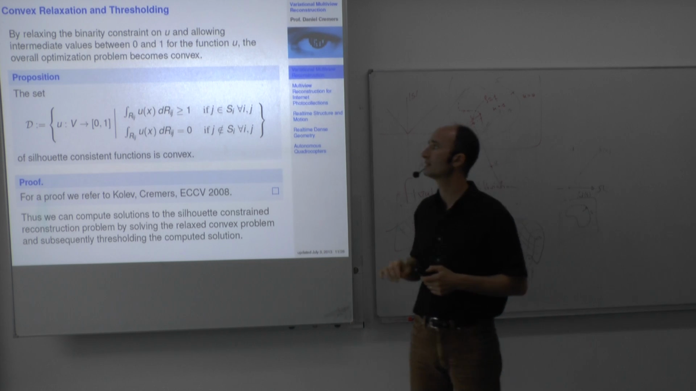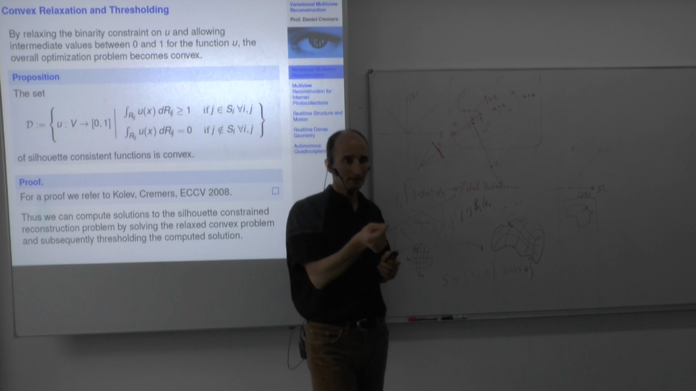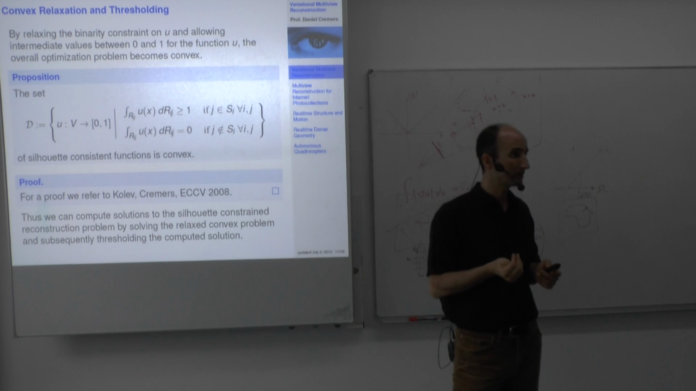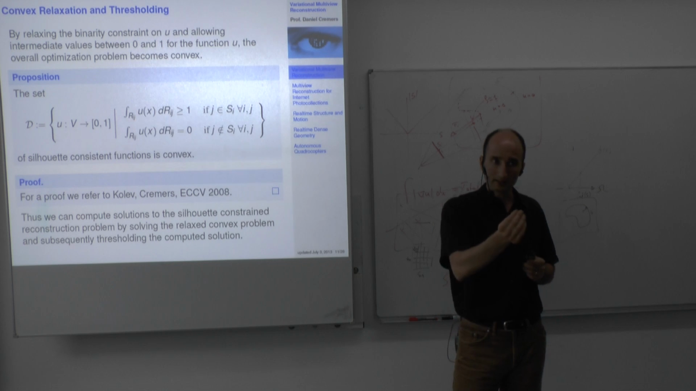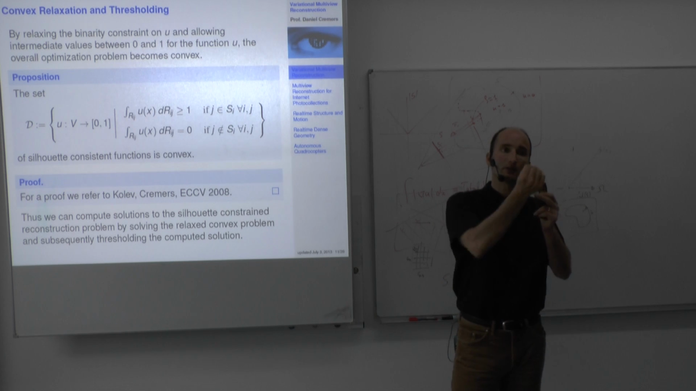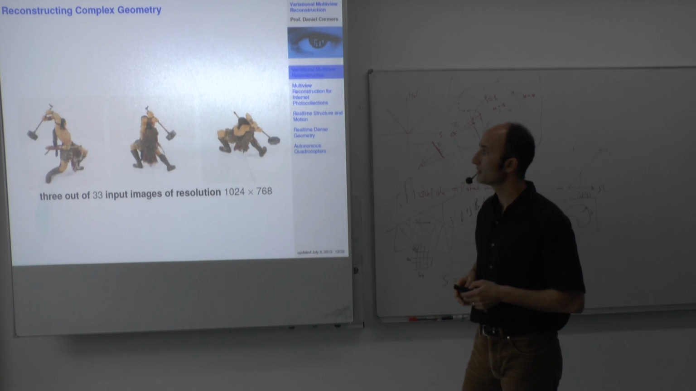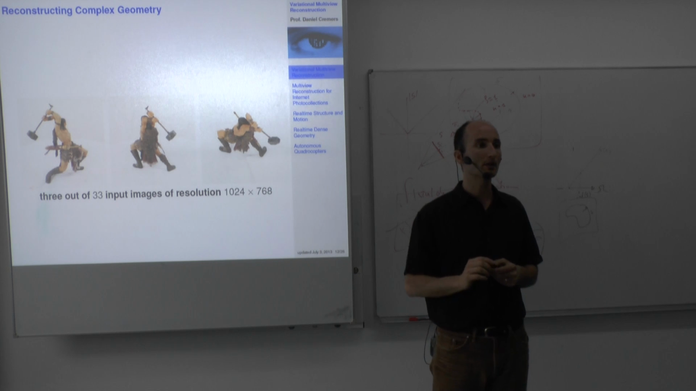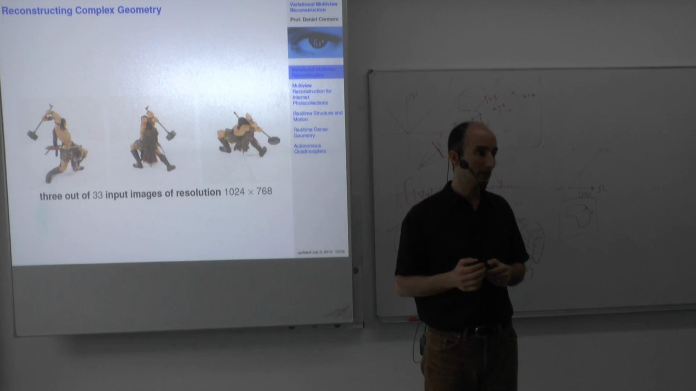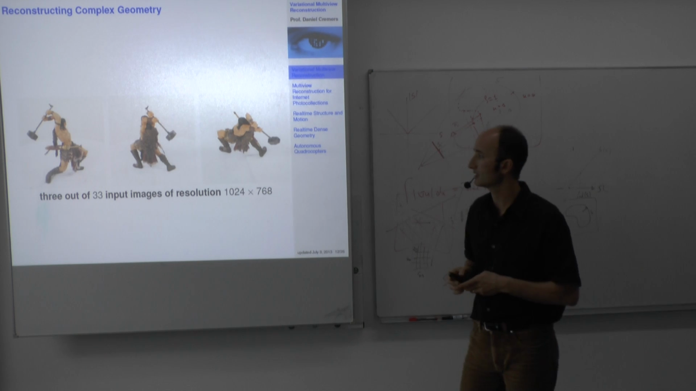So I'm using the fact that values near 1 indicate that it should be object, and values near 0 indicate that it should be background. And then I set some threshold in between to determine which parts I make object and background. And with that, what I get is an algorithm that reconstructs dense geometry, and I don't need an initialization because I'm minimizing a convex energy, so it doesn't matter how I initialize.